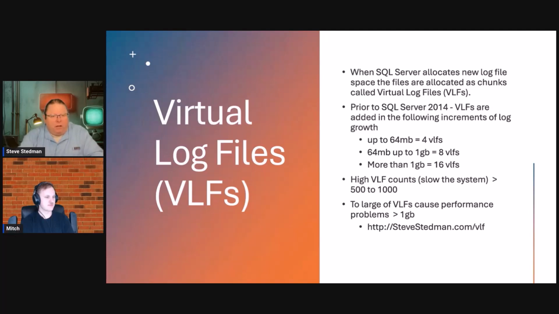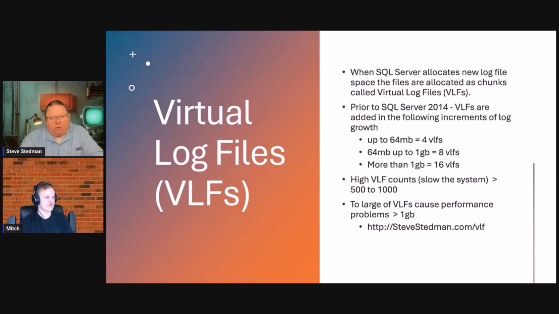So meaning prior to SQL Server 2014, and they've adjusted this a little bit since SQL Server 2014, I think it's much smaller numbers now. But prior to 2014, VLFs are added like this: if you have less than 64 megabytes, you get 4 virtual log files. 64 megabytes to 1 gig, you get 8, and more than 1 gig, you get 16. And I think now, I should have checked the numbers on the latest version, but I think generally you're getting between 1 and 4, depending on the size, on databases newer than SQL Server 2014.